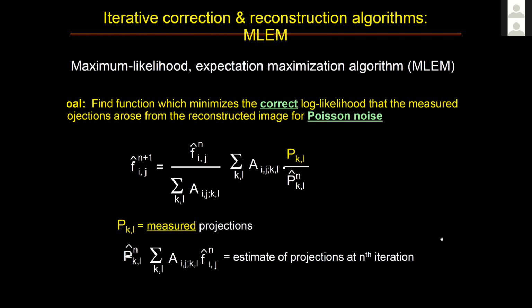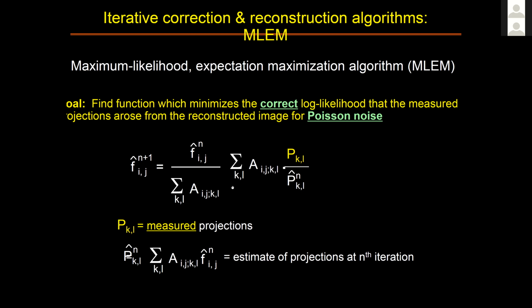So the most popular iterative reconstruction based on Poisson likelihood is called MLEM. What it does is calculate the expectation of maximized likelihood. If you write this algorithm in a mathematical way, this is the updating equation.